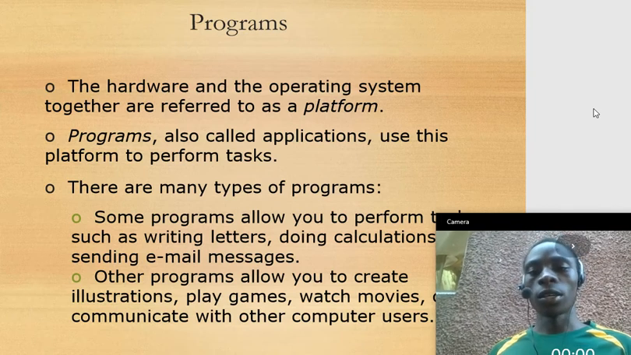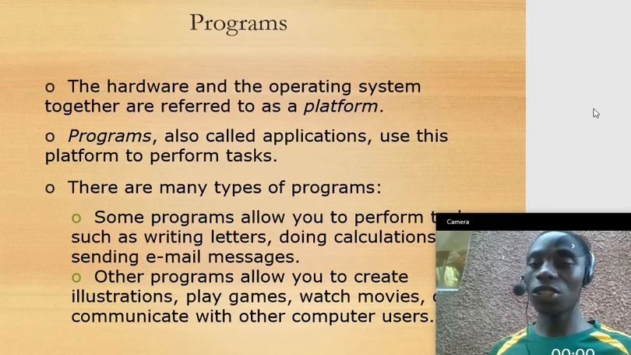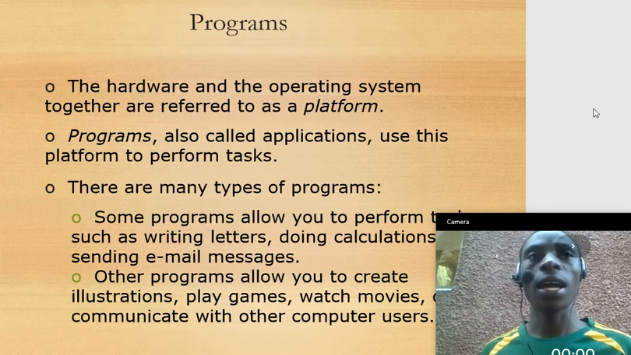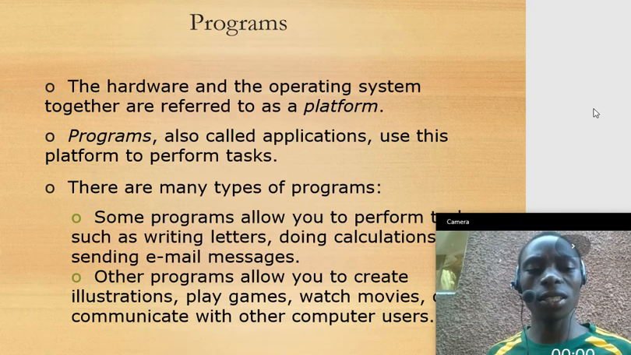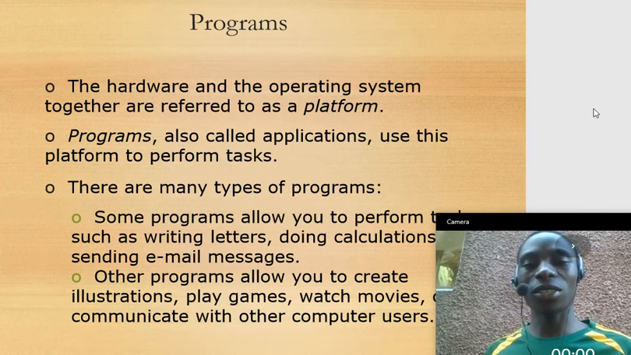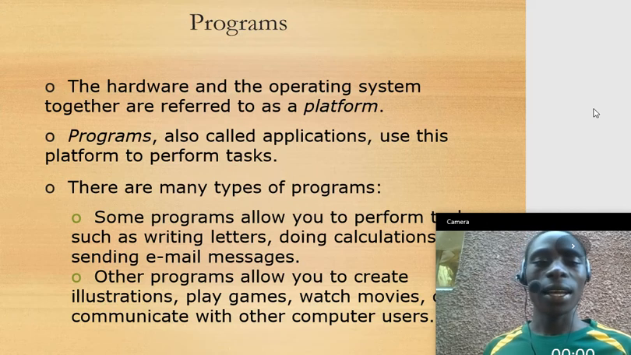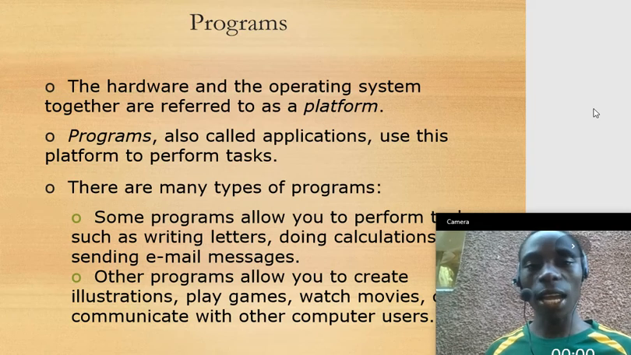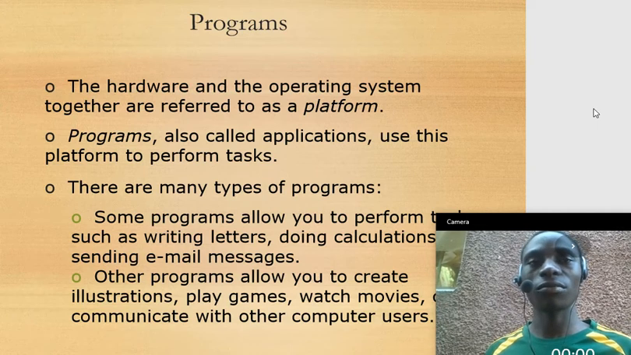Okay, so programs, also called applications. You have a lot of programs on your computers, a lot of applications on your computers and on your phones. All those are software. So we're saying use this platform to perform tasks. So we have programs like Adobe Photoshop, Microsoft Office applications, the Microsoft Office program. We have Adobe, I've talked about Adobe.